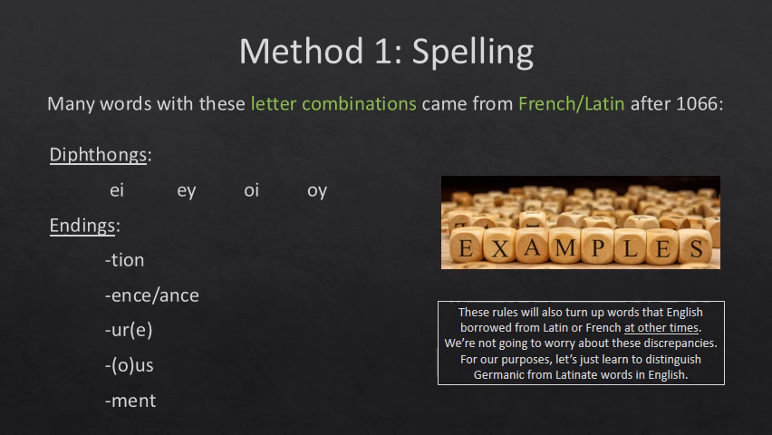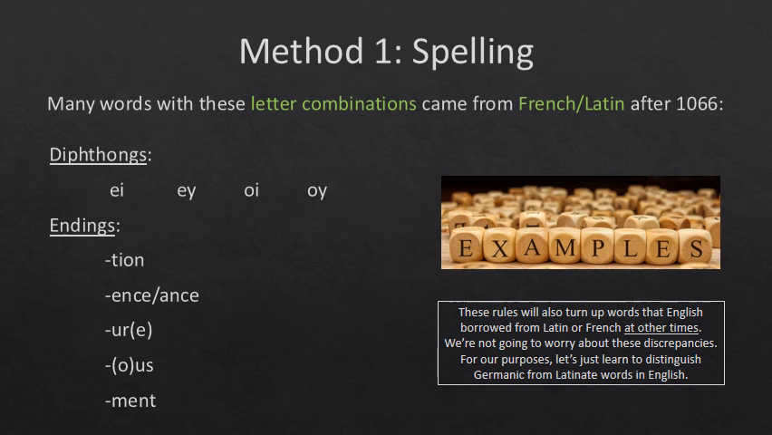So TION, how about nation? That's 14th century from French. ENCE or ANC, these are endings. So temperance, sovereigns, also words from French. UR or URE, US or OUS, and MENT.